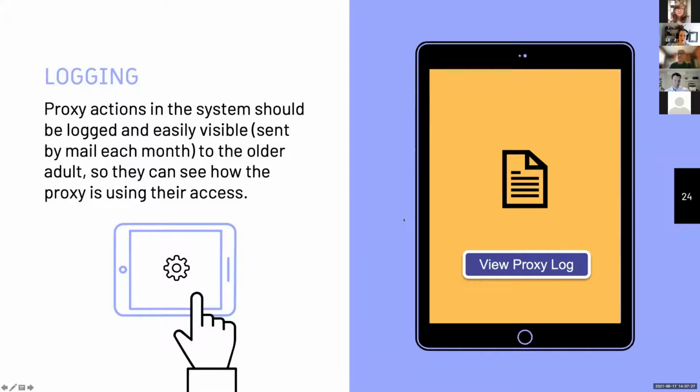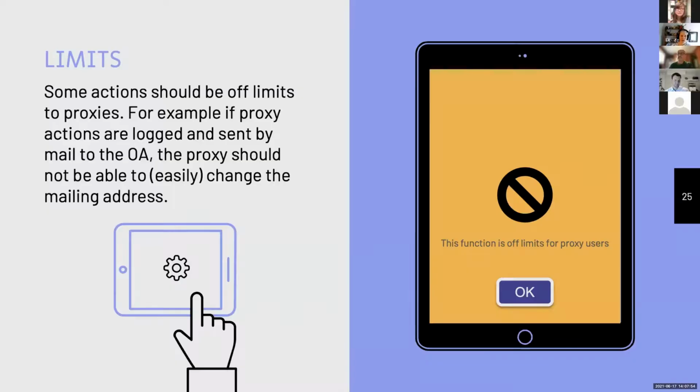Logging is really critical. So we definitely want to make sure that actions taken and information viewed by proxies is recorded in some kind of log, and that log is then made available to the older adult. So possibly it's sent out as a paper statement in the mail to the older adult once a month. So the older adult can review what the person who's acting as their proxy is doing in their account.